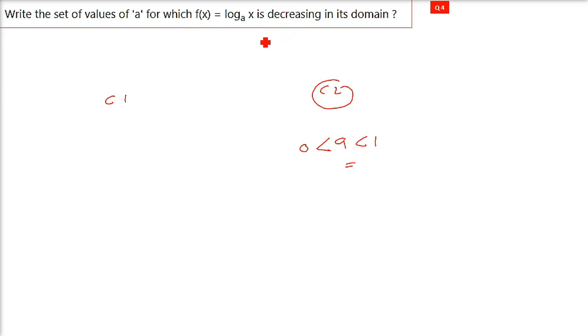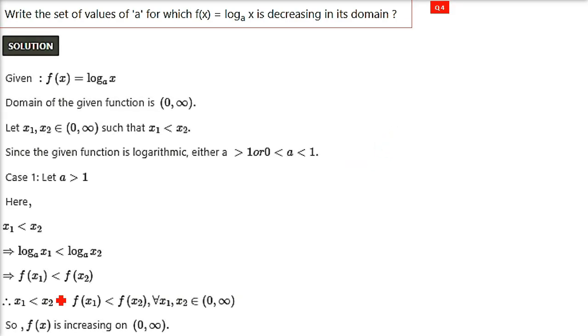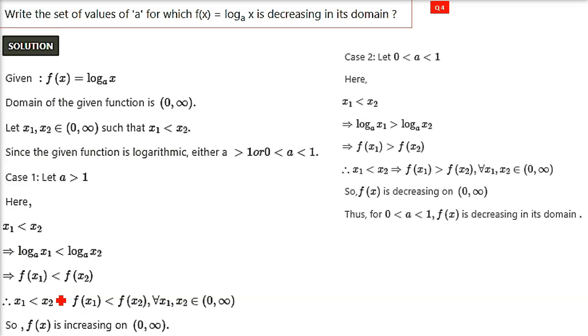I told you the increasing part was case 1, and I'm telling the decreasing part for the sake of completion, and that is actually the answer of this question, which is question number 4. A should be between 0 and 1. For increasing, the base A should be greater than 1. So A greater than 1 for increasing, A between 0 and 1 for decreasing. Now this is the solution. There is no change at all. This question and the previous question have exactly the similar explanation, but previously we explained why it was increasing. Here we have explained why it is decreasing.